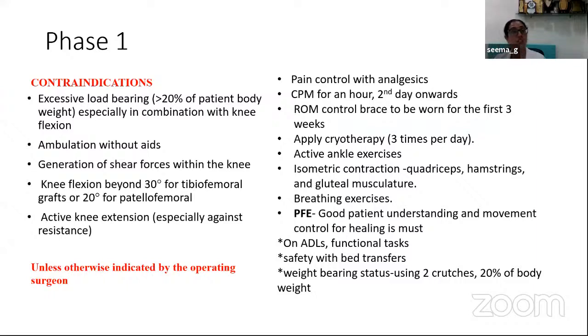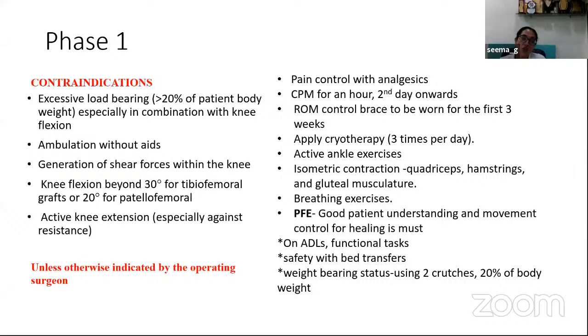Ambulation, of course, should not even be taken once without the aid, because our first goal is just to have that implanted regenerative cartilage material setting in. And there should be no generation of shear forces within the knee, so the brace is applied. So knee flexion beyond 30 degrees, as I said, should not be there in tibiofemoral, and less than 20 in patellofemoral.